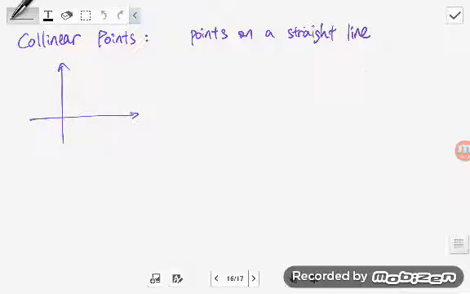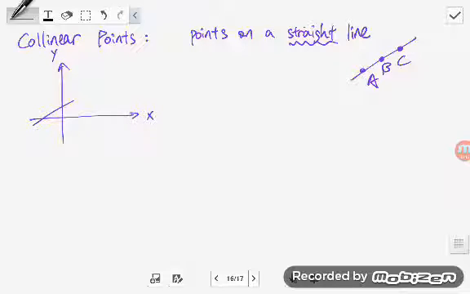So for example, if I sketch this out, I have a straight line, and I have points A, B, and C. Then these 3 points are collinear, but it has to be a straight line. Before we apply collinear points to vectors, let's look at collinear points on the xy plane.